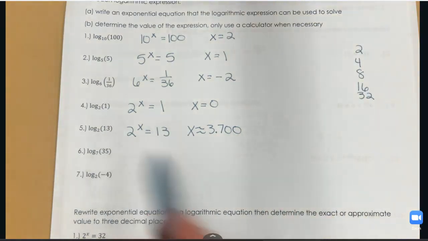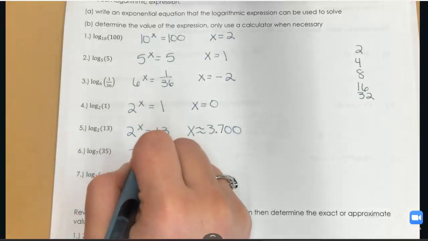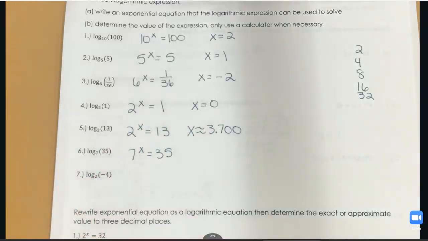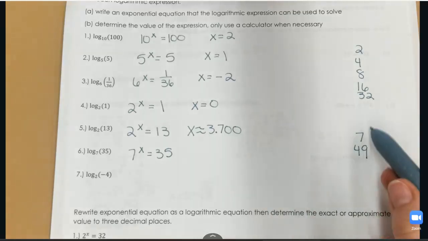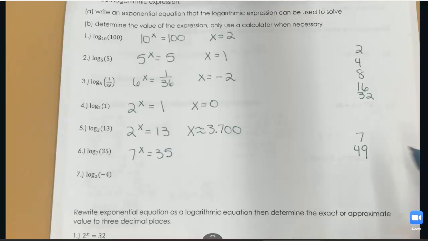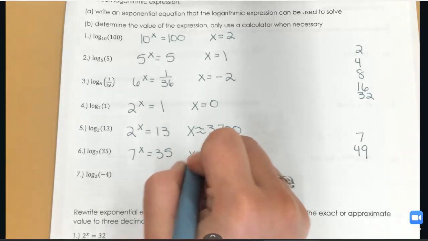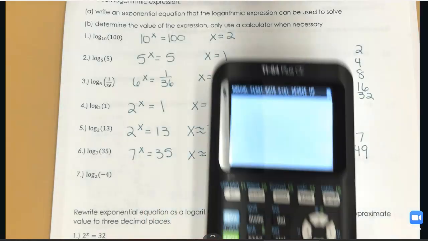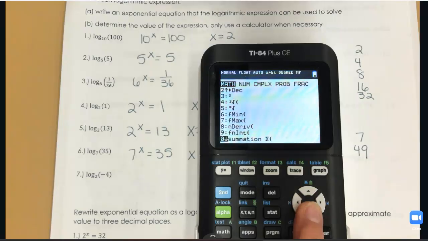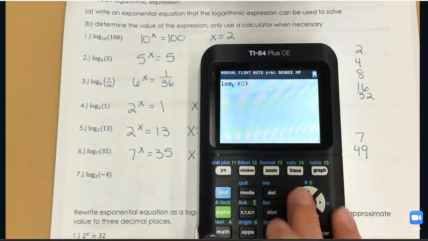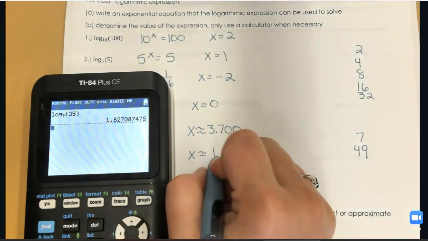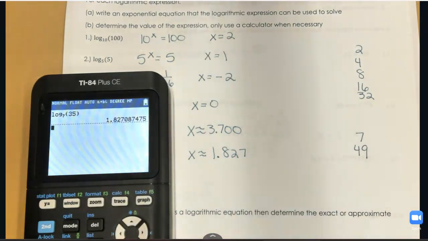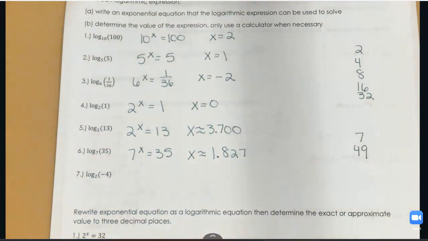Okay, on the next one, log base 7 of 35, that means 7 to some power is 35. If I think about my powers of 7, I've got 7, 49. 35 is between those two, so it's not going to be a perfect one, but I know it will be between the first and second, so between 1 and 2. So this is where I will use my calculator again. Math, log base 7 of 35, and I get 1.827, which again matches my estimation.